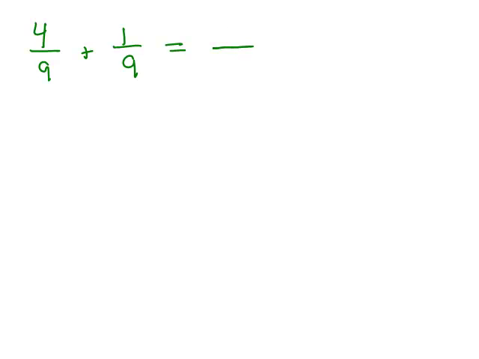Okay, so we check we're talking about the same thing. They're ninths, so I simply write the denominator down and add the numerators. All right, so we can do that in our head. 4 plus 1 is 5. All right, not so bad.